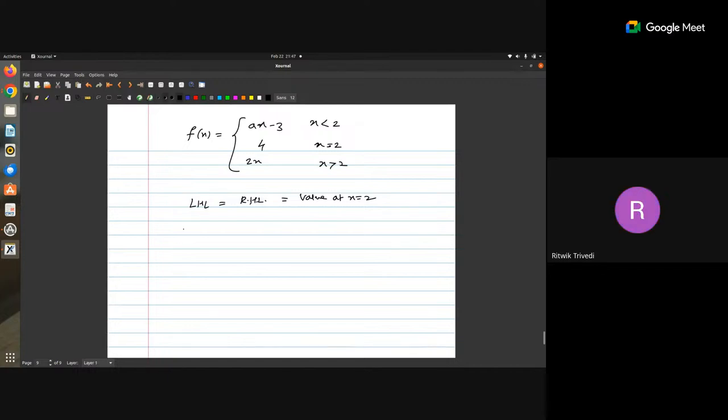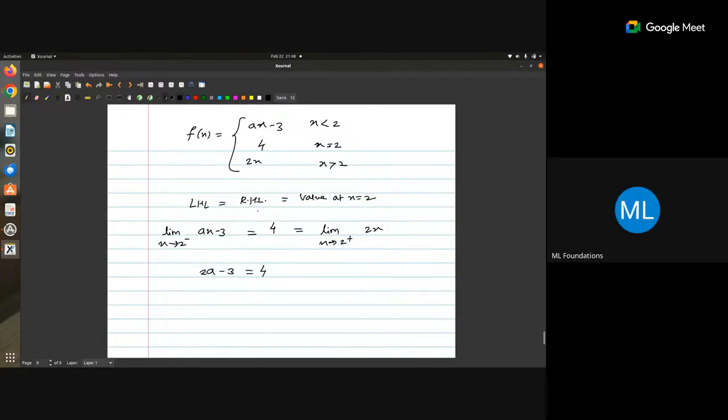So what is the left hand side limit? Limit as x tends to 2 plus, or minus? Whatever. If it is plus, then it is 2x. Oh, so it should be minus, because it's less than. Then it is ax minus 3, equal to 4, equal to the limit as x tends to 2 plus of 2x. I'll just plug in the value instead of x, so it will give me 2a minus 3 equals 4.